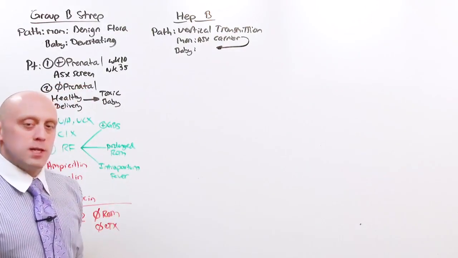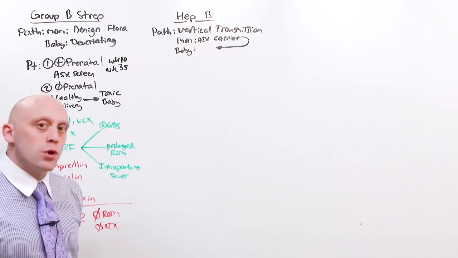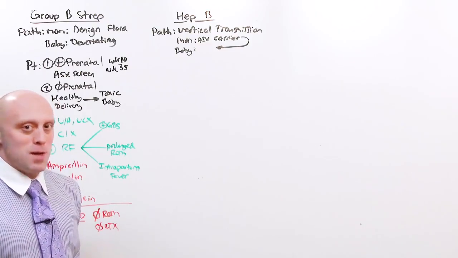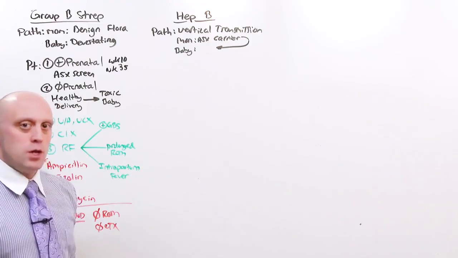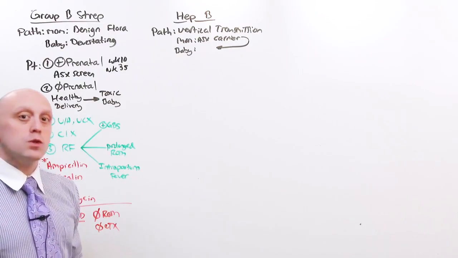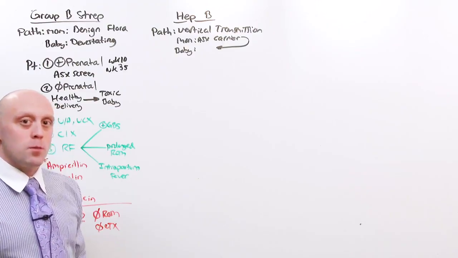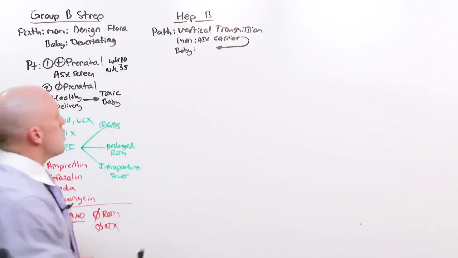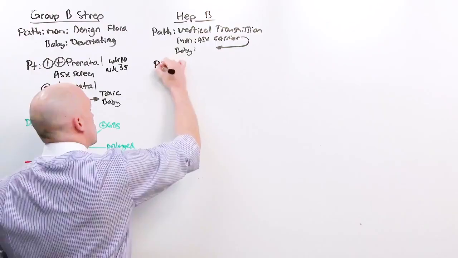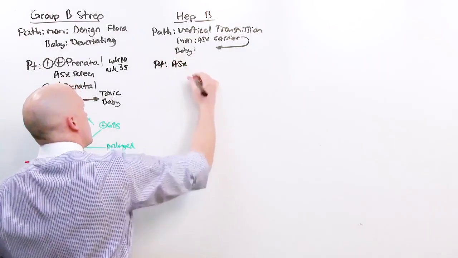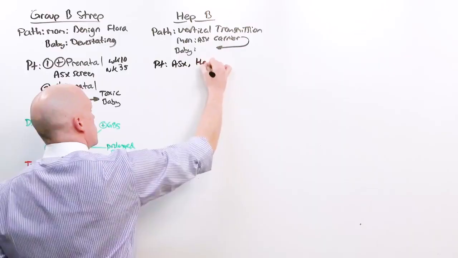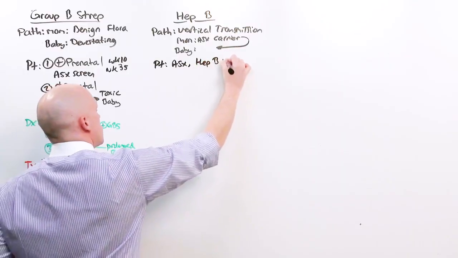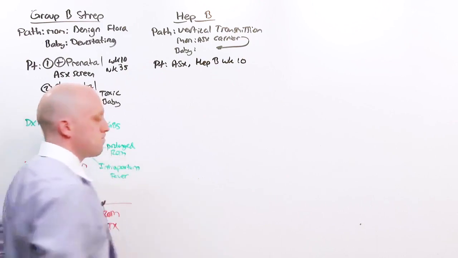Hep B is transmitted by blood. I want you to learn the only way a baby can get Hep B is blood. And so the things we do are to avoid mom and baby's blood mixing. The patient is going to be asymptomatic. And it's going to be an asymptomatic screen for hepatitis B, usually in the first trimester, week 10.